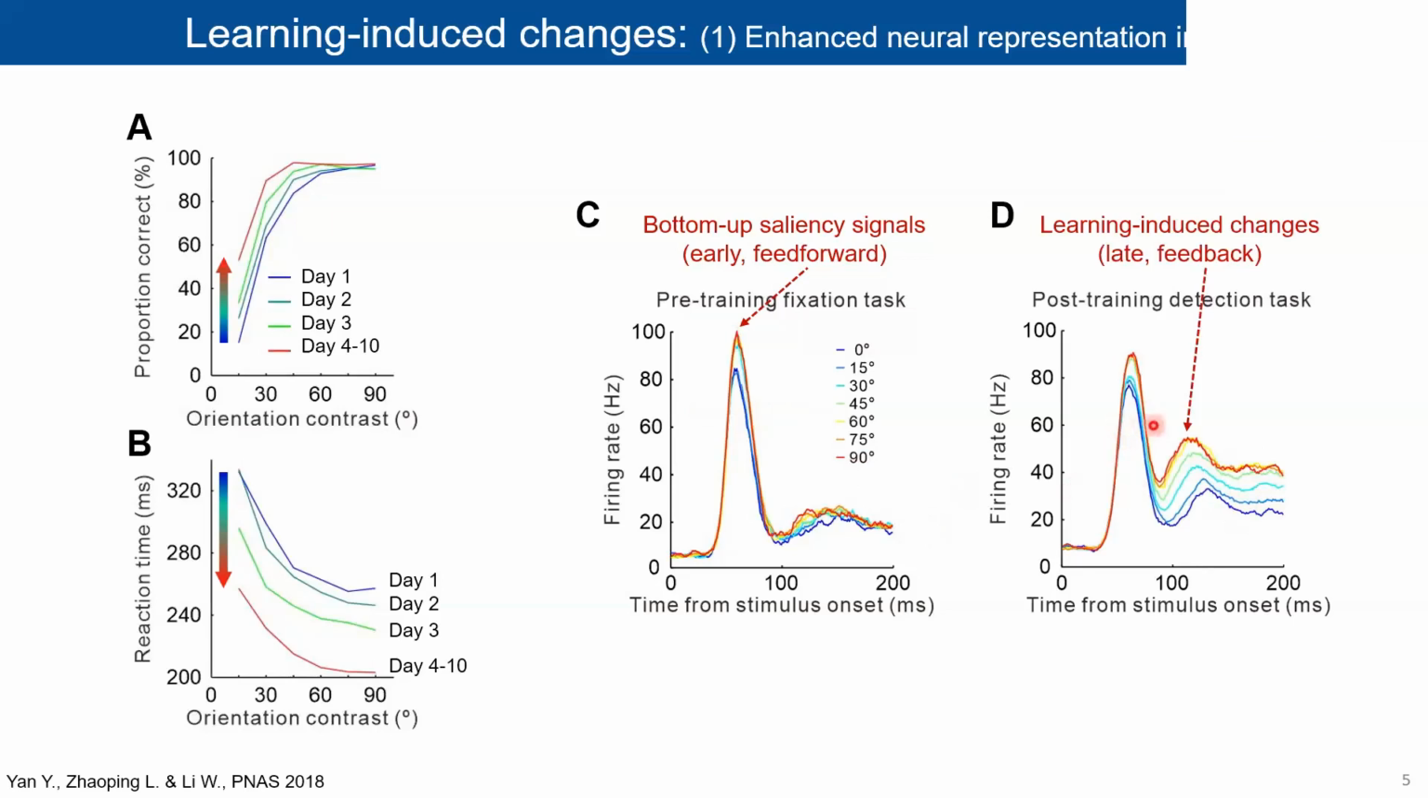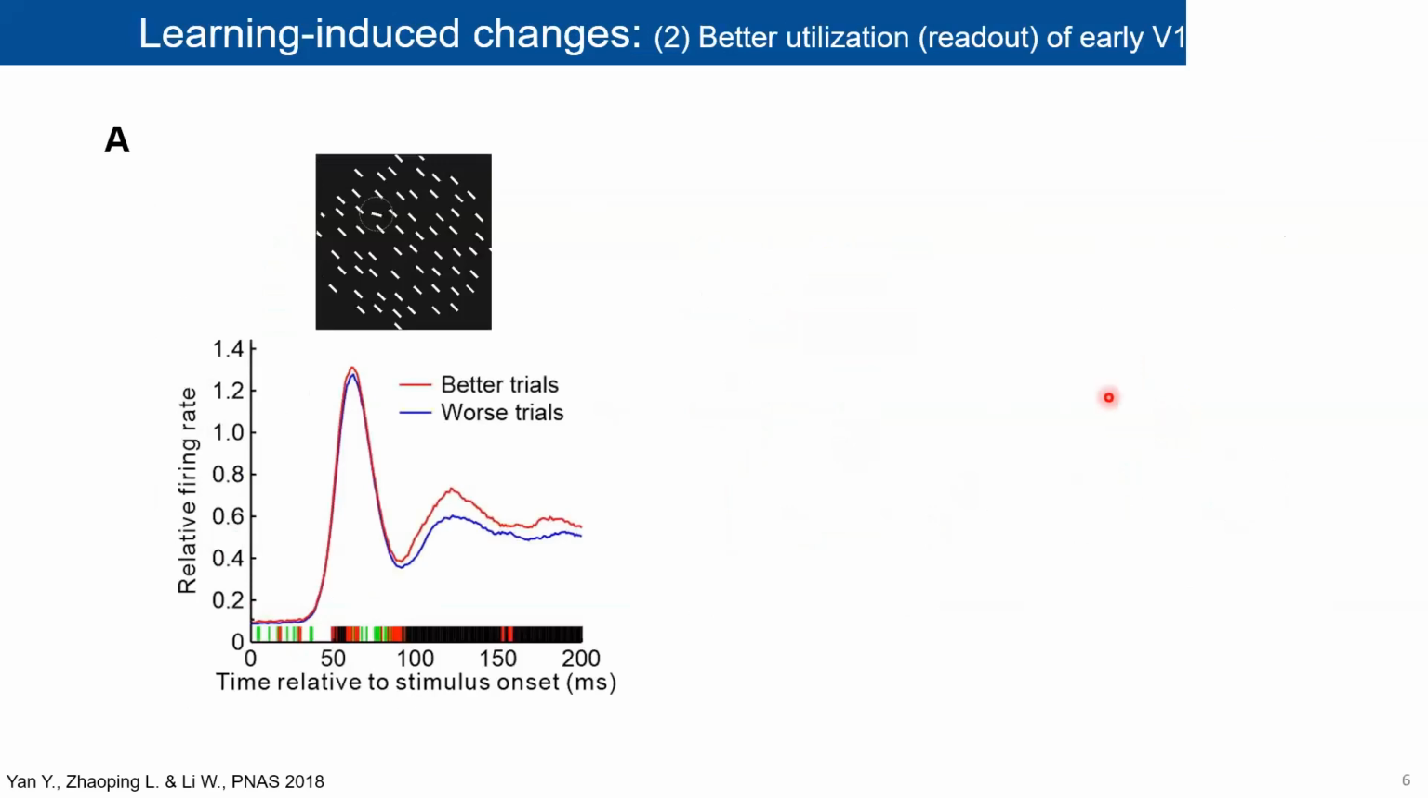However, these early V1 signals became more correlated with the animals' behavior, as shown in the next slide. For the same target with a small orientation contrast, we separated the trials into two groups, the better trials and the worse trials. In better trials, the animals detected the target rapidly and successfully. But in the worse trials, the animal failed to see the target or took a long time to detect the target. V1 responses were generally higher in the better trials than in the worse trials.